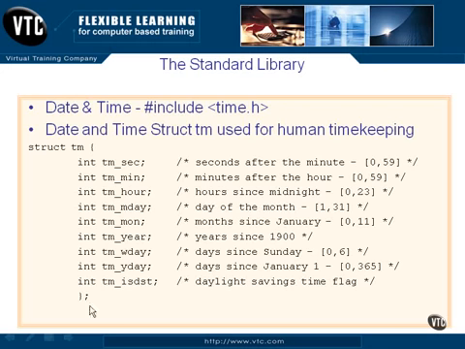Notice that this structure has quite a few little values in it. Seconds after the current minute, minutes after the current hour, hours since midnight today. So that's basically military time, 24-hour clock time, day of the month, month since January, and so on down the list. So we're going to use that tm struct in a few minutes when we look at our time program. But that's one of the more important things that time.h sets up for us, this tm structure.